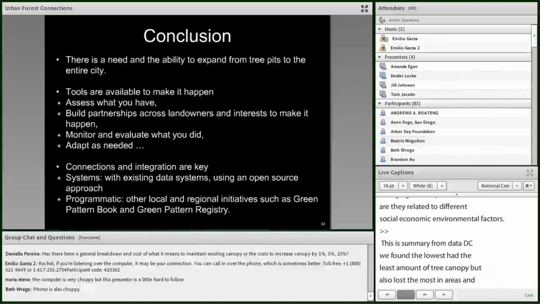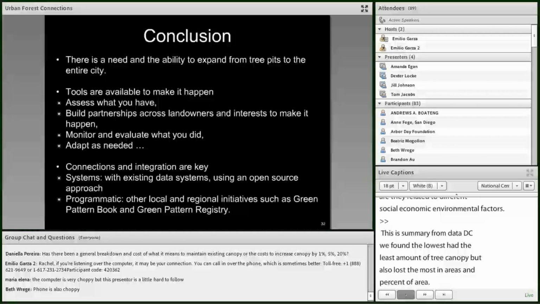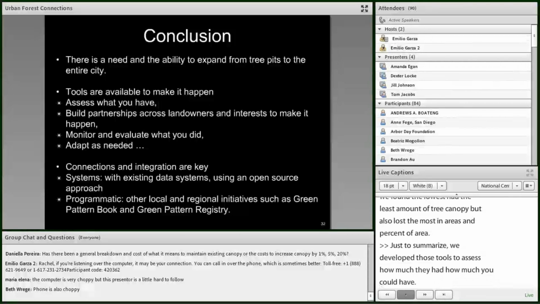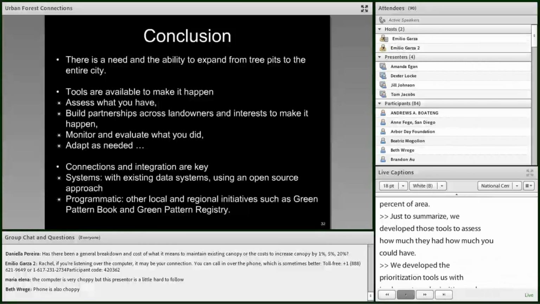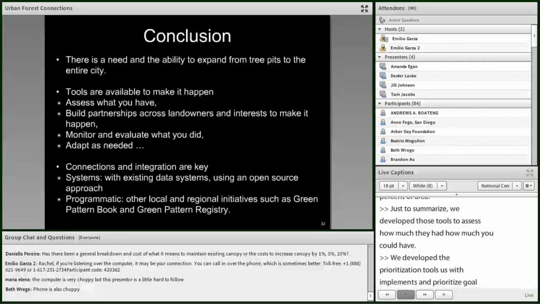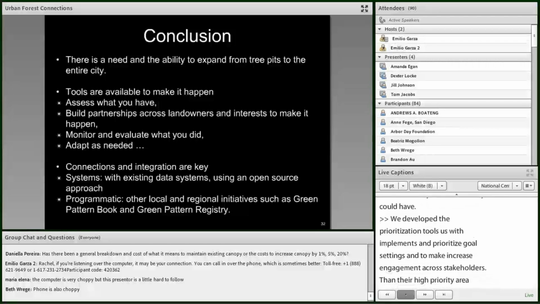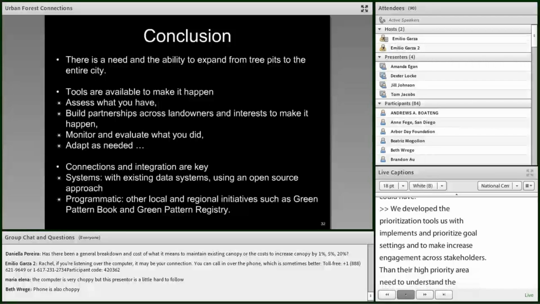So just to summarize, we've developed these tools to assess how much tree canopy you have and how much you could have, which often influences goals. We've developed the prioritization tools as a way to implement and prioritize goal setting and to increase engagement across stakeholders. Then we realized that just because it's a high priority area, people aren't necessarily working there. We need to understand the motivations, capacity, and interests of private residential landowners. So we've developed the market analysis tools to understand where current programs are working and where they're not working. And finally, we're looking at how the urban forest is changing over time.